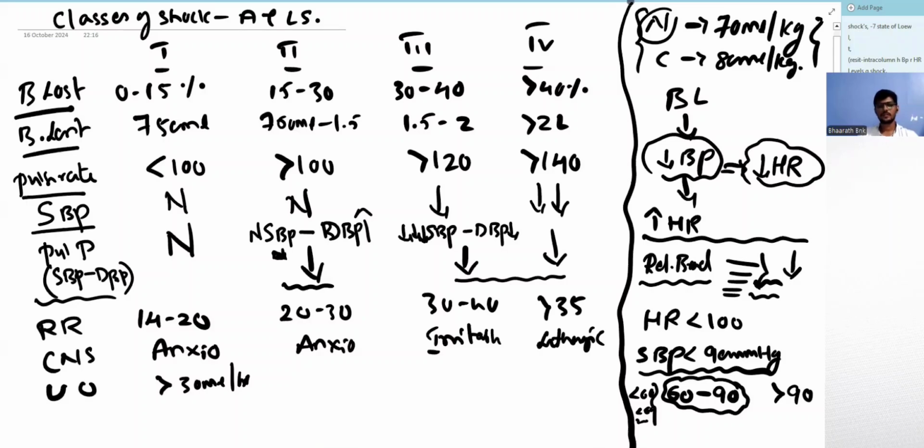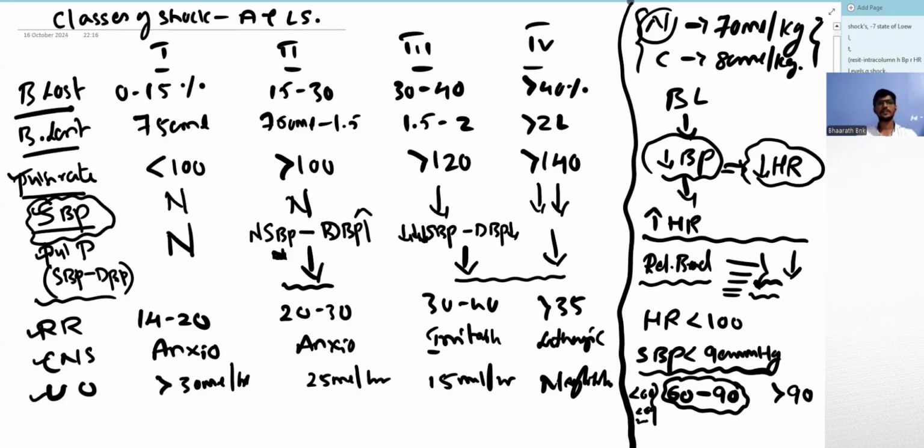And next, it will be reduced, but maybe around 25 ml per hour. Here it comes to 15 ml per hour, and here it is almost negligible. Now, these are the features on which the ATLS classifies the shock as class 1, 2, 3, 4. But remember, out of all these features, pulse rate, systolic BP, pulse pressure, respiratory rate, CNS, urine output, the most good indicator bedside is the systolic BP.